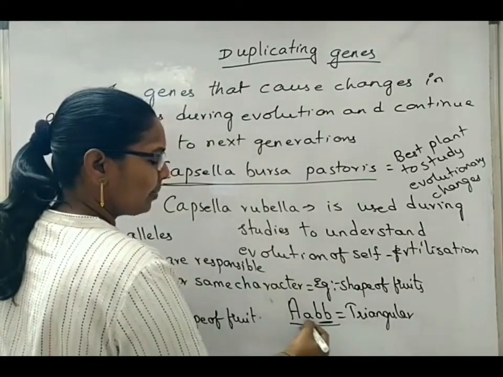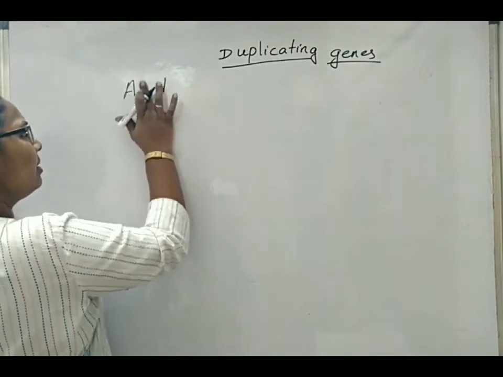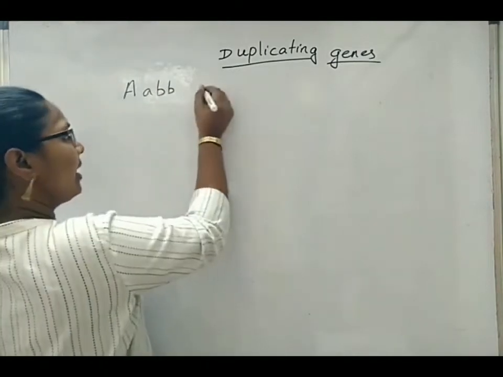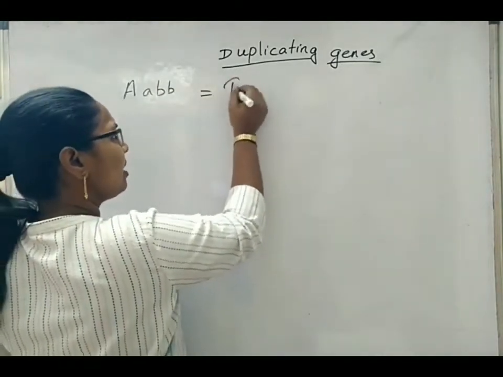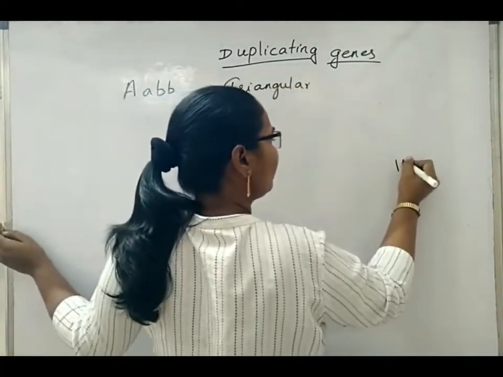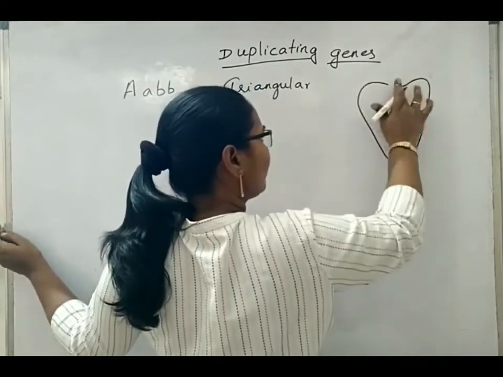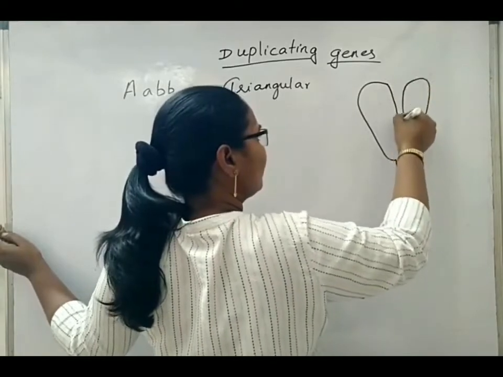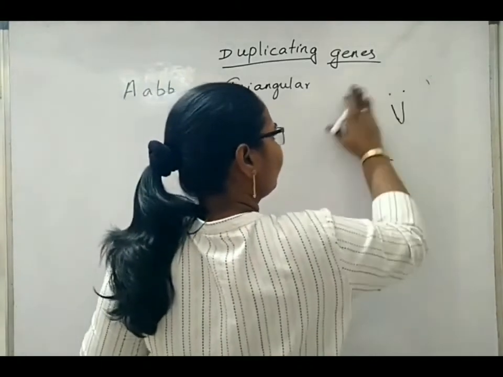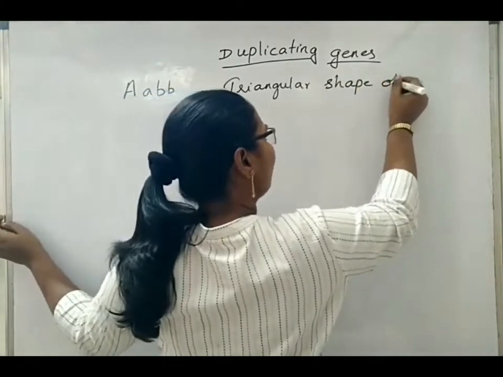What does this mean? These are representing the contrasting allele pairs. One dominant allele is present, all others are recessive, then also the shape of the fruit is triangular. Roughly, I will draw it here. It represents a little bit like this, not exactly. This is the triangular shape of the fruit.